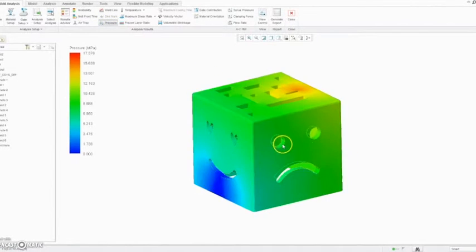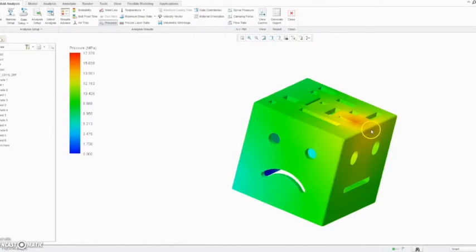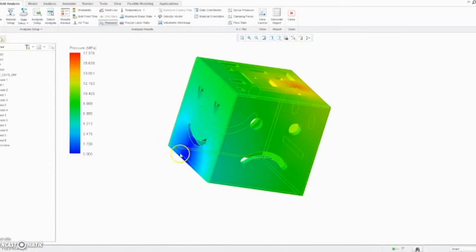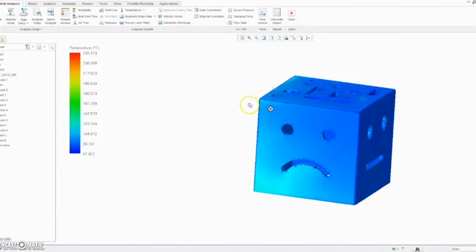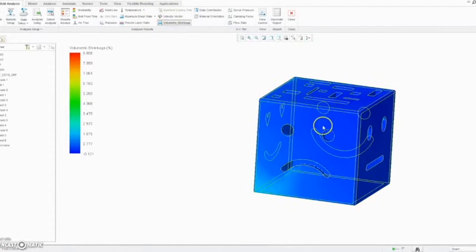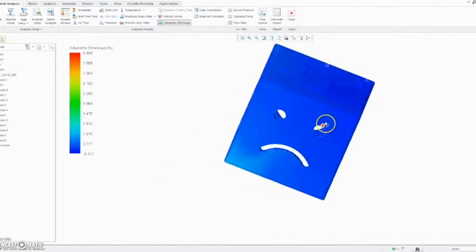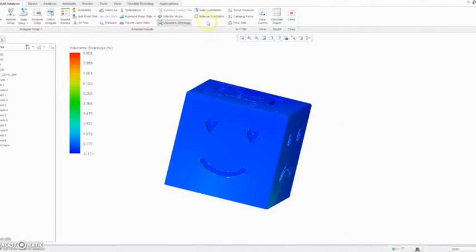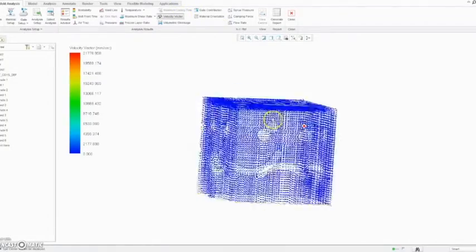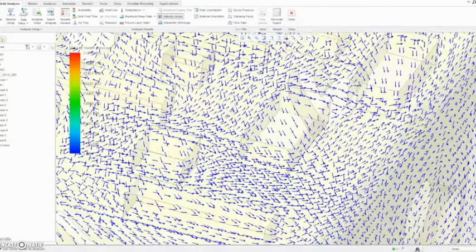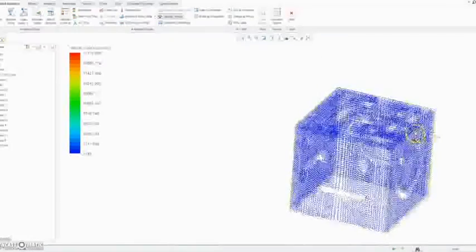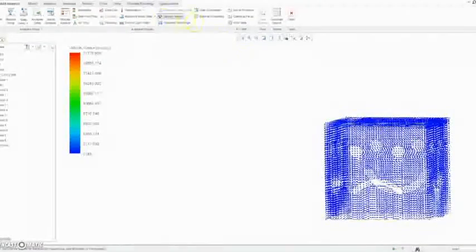Well, after the kindness of Creo, we're going to look at some of the other parameters that Creo has to offer for us. What you're looking at right now is a pressure distribution around a mold. We can also look at the temperature distribution as well as volume shrinkage, which is a very crucial parameter in molding. What you're looking at right now is the velocity vector of the material flowing into the mold.